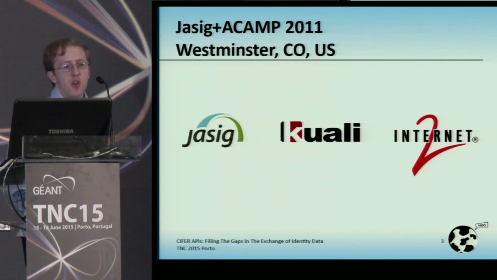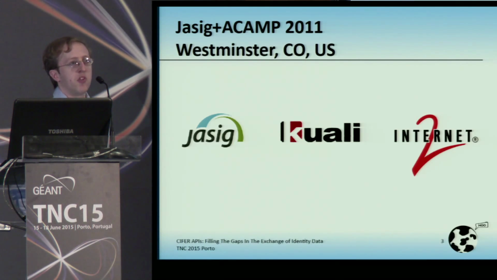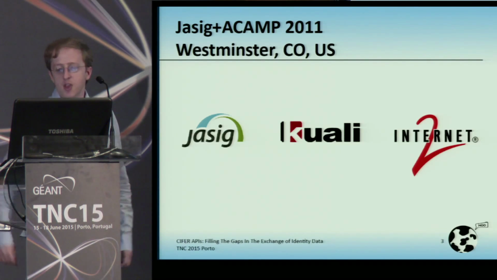So some time passed, and the next year, ACAMP was co-located with, at the time it was called JSIG, the JSIG conference. And for those of you who aren't familiar, JSIG was responsible for uPortal and CAS and a couple of other projects at the time. And so some folks from JSIG, some folks from Kuali, which does higher ed open source enterprise systems, and some folks from Internet2 sat around a table in a room that I think was called the library and said, you know what, we should really solve this.